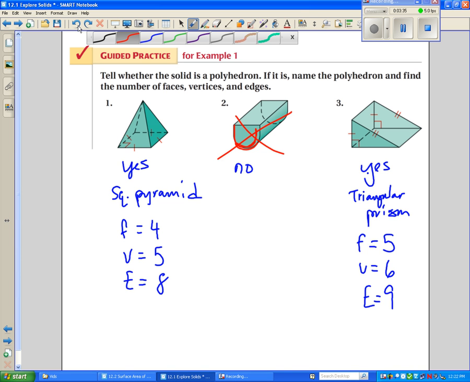There are 5 faces, 4 going around, 1 on the bottom. Then we have vertices, 1, 2, 3, 4, plus the 1 on top. Then we have the edges, 1, 2, 3, 4, 5, 6, 7, 8. Easy stuff. And the same thing over here. The trick with this one, though, is noticing that, yes, there is a triangle, but there are 2 triangles connected by rectangles. If they're connected by rectangles, then it's a prism.